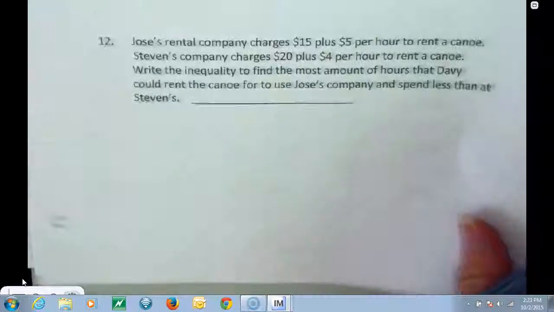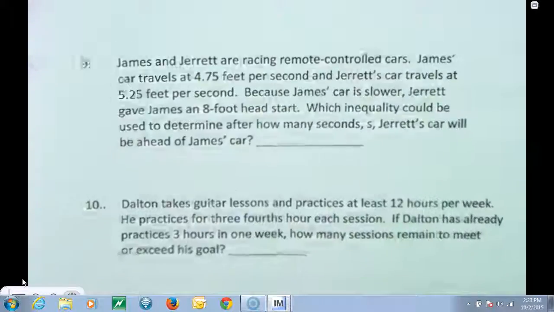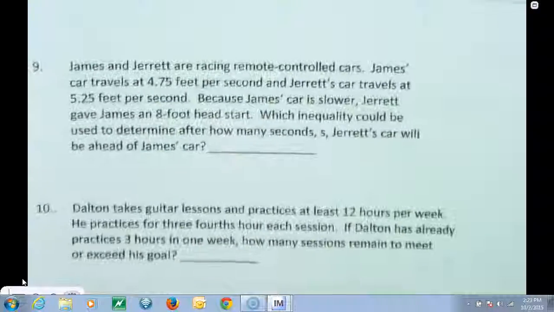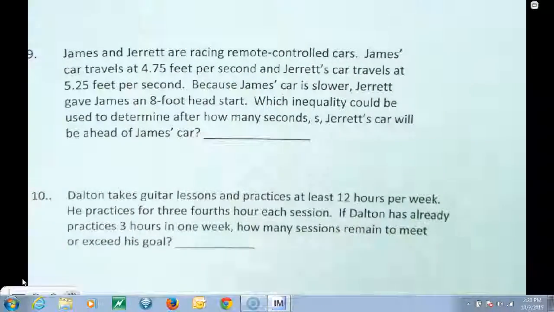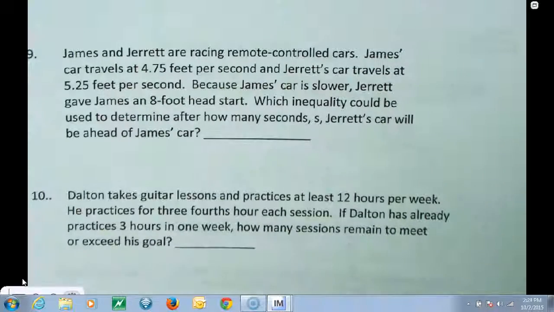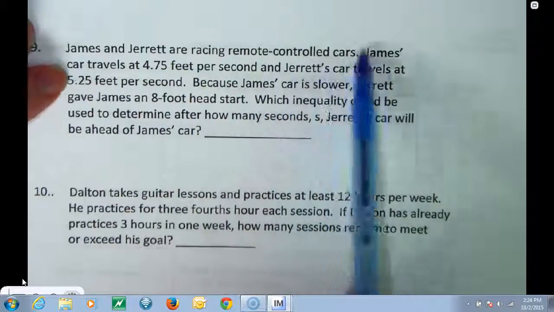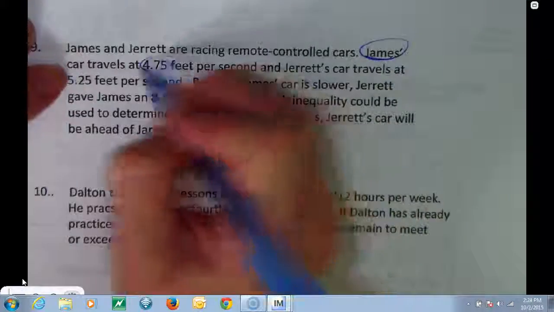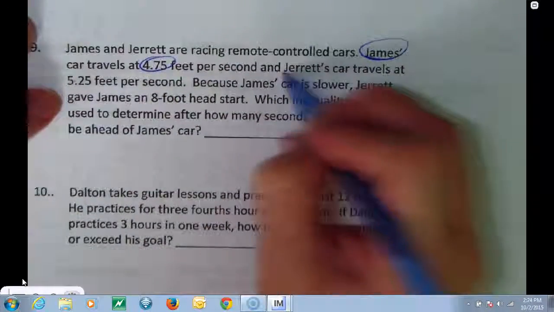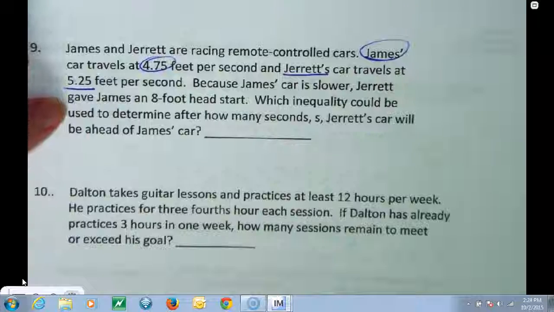Okay, number 9. We're back. Now we're back to the remote control cars. James and Jared are racing again. James' car, the circle James, goes that fast. Jared's goes that fast. Because James's car is slower, Jared gave James an 8-foot head start.